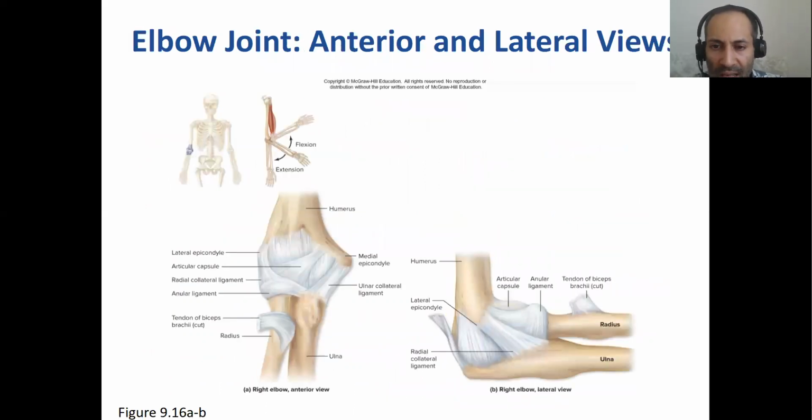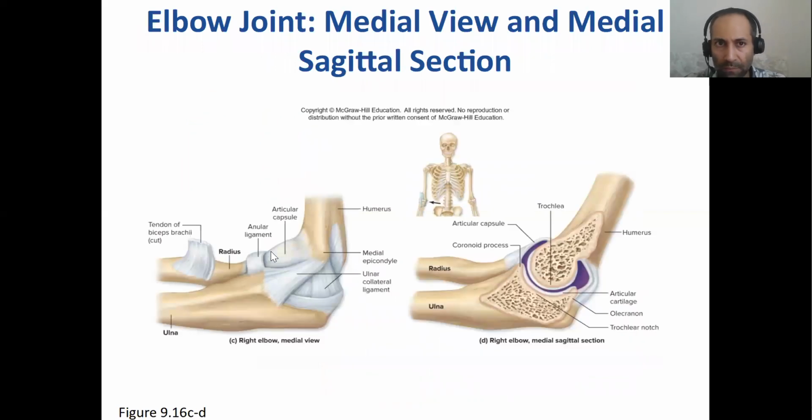The elbow joint is an example of a hinge joint, right? Flexion and extension are possible here. Here's your elbow joint in between the distal end of the humerus and the radius and the ulna. They're held together by many different ligaments as well, like the annular ligament, which holds the heads of the radius and the ulna together, right? Then you also have the radial collateral ligament on the lateral side and the ulnar collateral ligament on the medial side.